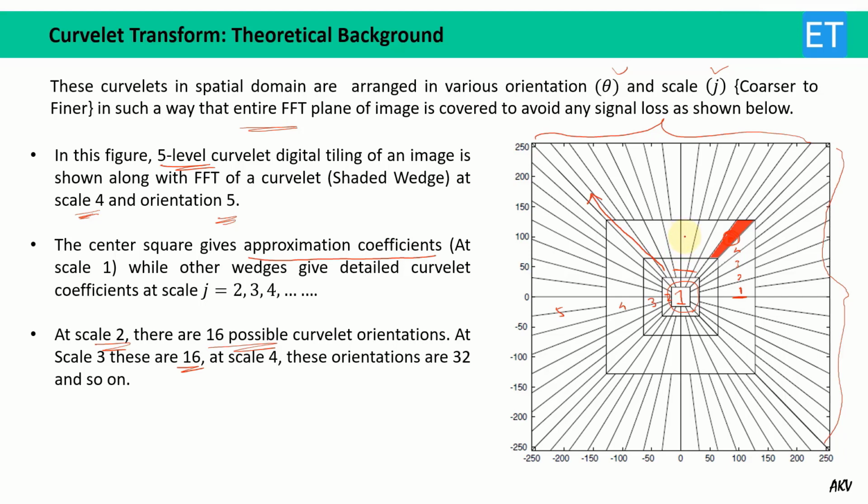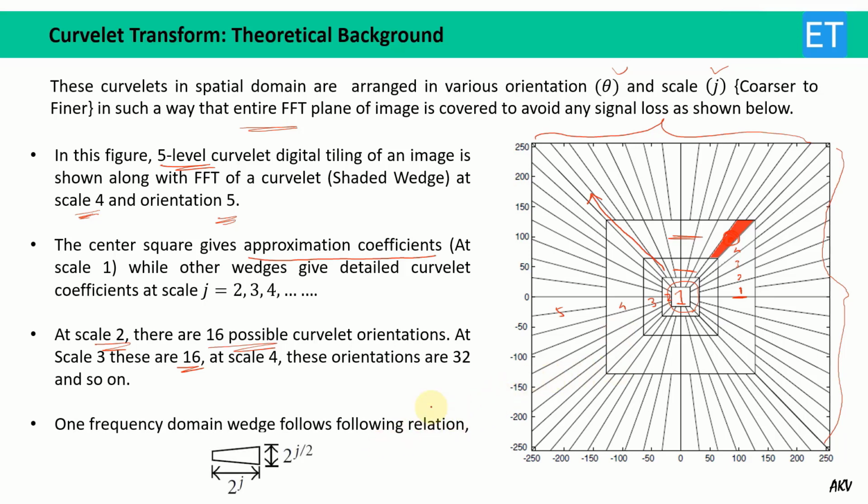At scale 4 these are 32. So these are a total of 32 wedges, and after that they are 64, and so on. One frequency domain wedge follows the following relationship in its shape. It has a width and a length, so it has a relation. For any scale j, its length is proportional to the square of its width.